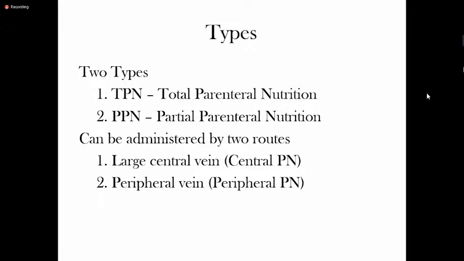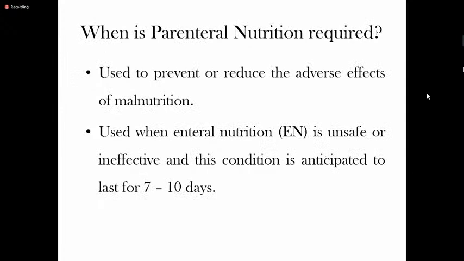There are two types of parenteral nutrition. We have the total parenteral nutrition, and we have the peripheral parenteral nutrition. And these can be administered by two routes. Large central veins are used for total parenteral nutrition. Peripheral veins are used for peripheral parenteral nutrition.